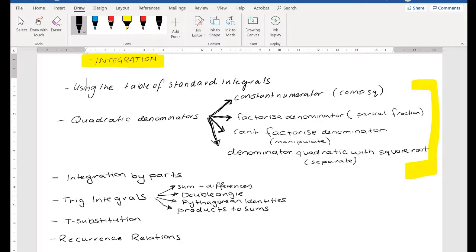Then you've got integration by parts, that's a big one. Your trig integrals, so remembering your different identities, which you can use as substitutions. Your t substitution, and then, of course, the worst one of all, recurrence relations. Now, if I were you, I would be making a summary, if you haven't already, on each one of these things with maybe an easy and a hard question.